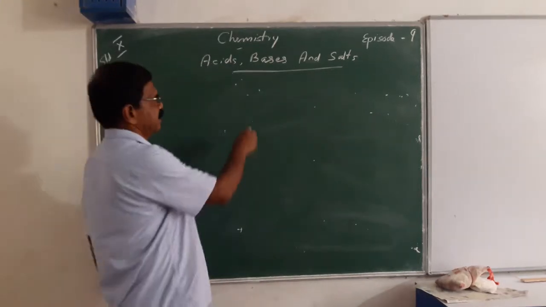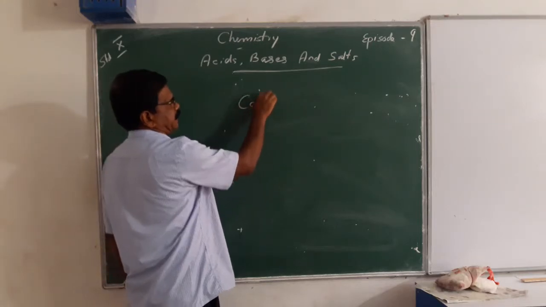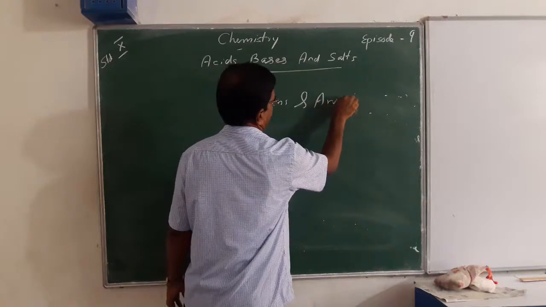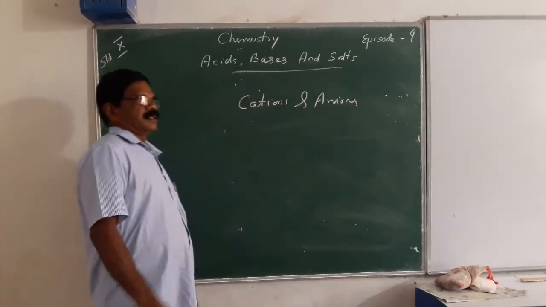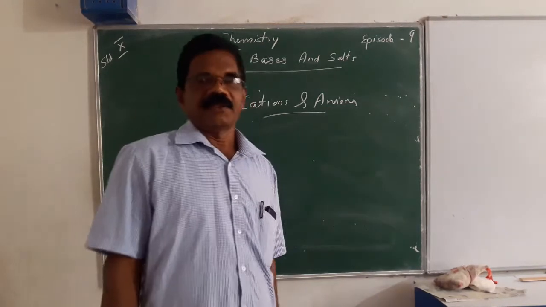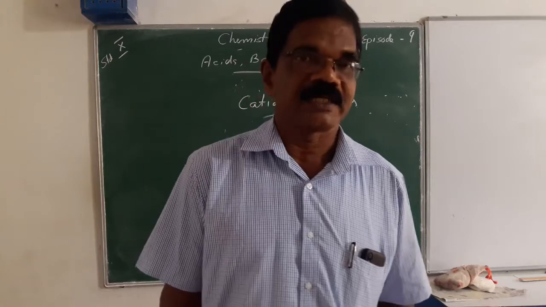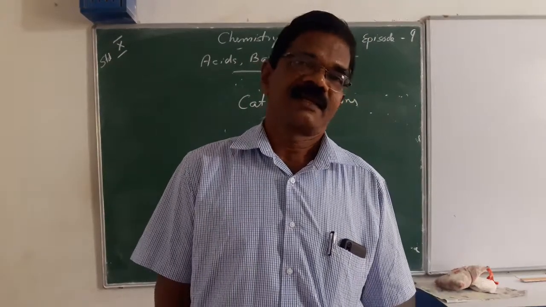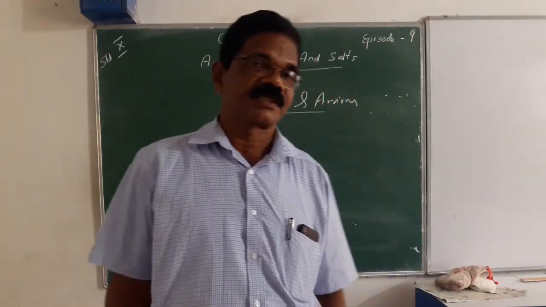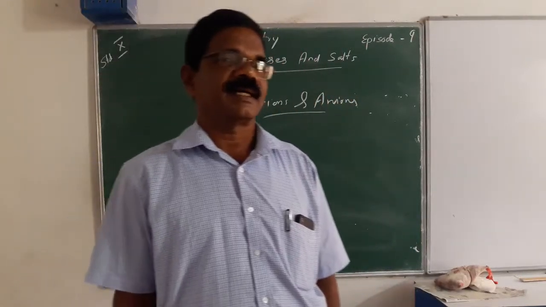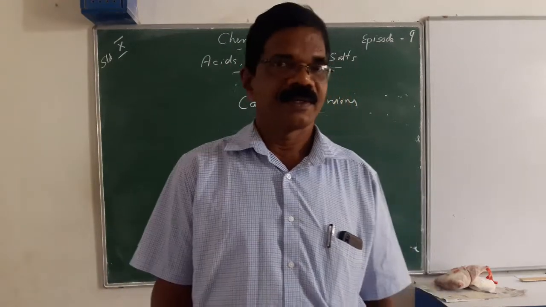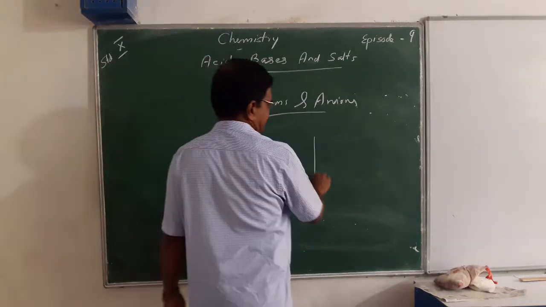In your textbook, there is some reference to cations and anions. You have to know what the cations and anions are. During the first chapter, during the electrolysis of water, using graphite electrodes, we get hydrogen at the cathode and oxygen at the anode. Electrolysis of water.